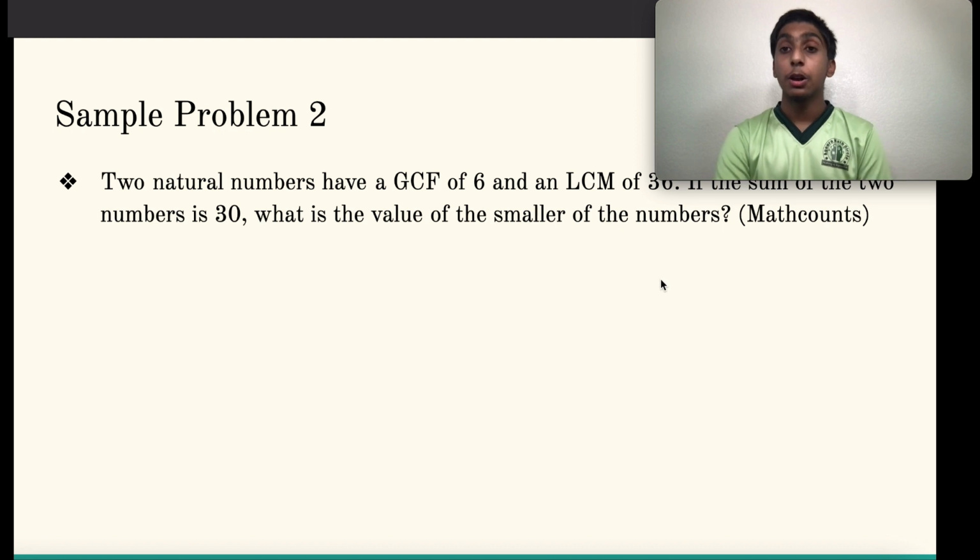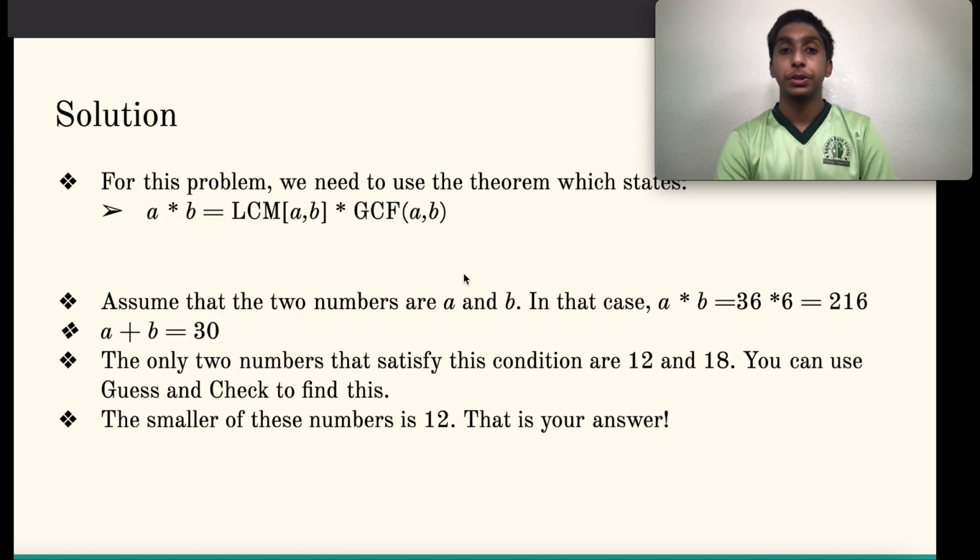Alright, I hope you actually tried it, and let's go into the solution. So for this problem, we need to use a theorem that states A times B is equal to the LCM of A and B times the GCF of A and B. So this is what I was talking about, the relationship between the product of A and B, the LCM, and the GCF. So to use that, we would use this formula.